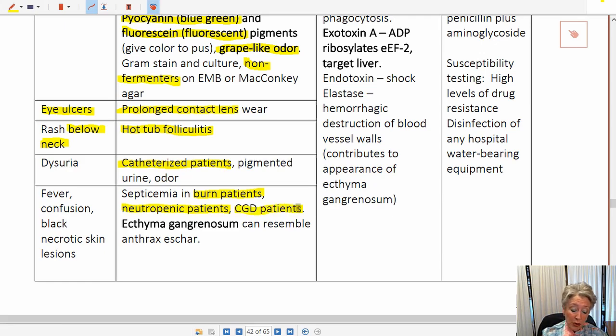When I have a pseudomonal septicemia, remember the classic lesion is called ecthyma gangrenosum. It does resemble the anthrax eschar, but of course, anthrax is going to be an entirely different patient population and presentation. It's just that the lesion is going to look superficially similar. So fever, confusion, those black necrotic skin lesions in a person who has developed septicemia.